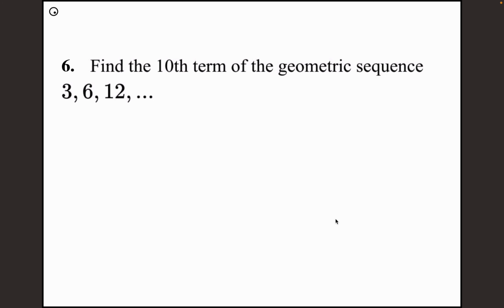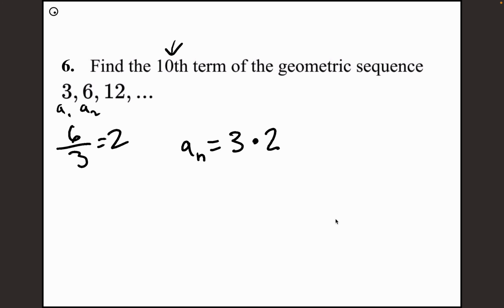Let's look at this one. All right, let's go ahead and figure out our ratio. So our ratio is going to be our A2 divided by A1. So that's going to be 6 divided by 3. When we do 6 divided by 3, our ratio is going to be 2. So let's go ahead and plug it into our equation. So we have AN equals A1, which is 3, times R, 2, to the power of n minus 1, where n is going to be 10. So we have 10 minus 1.